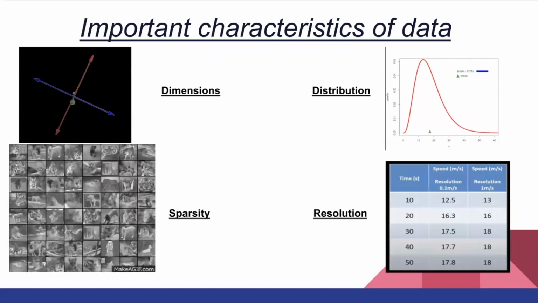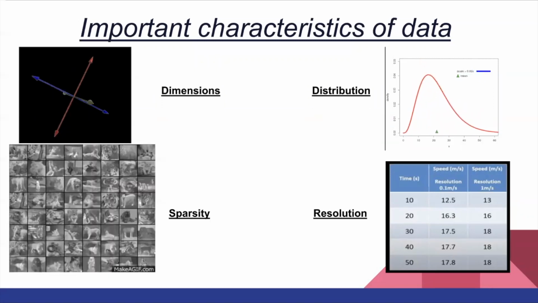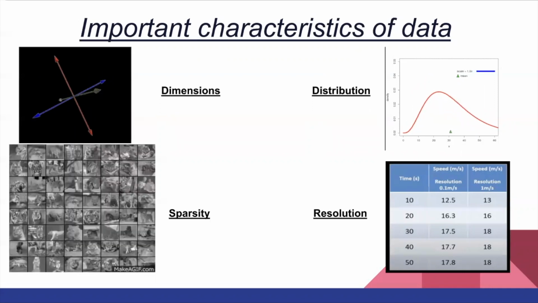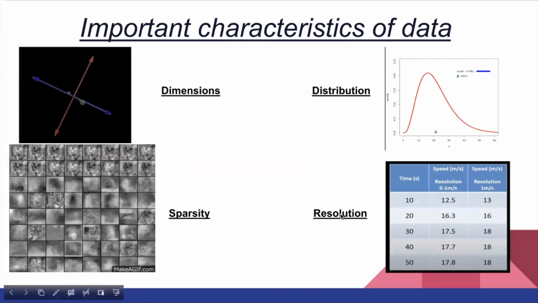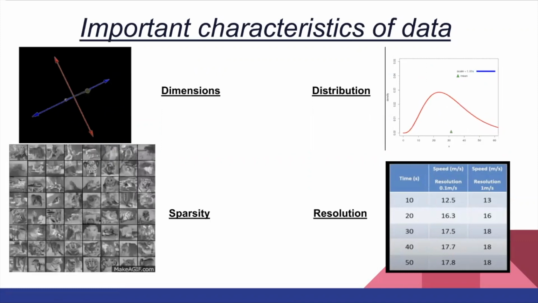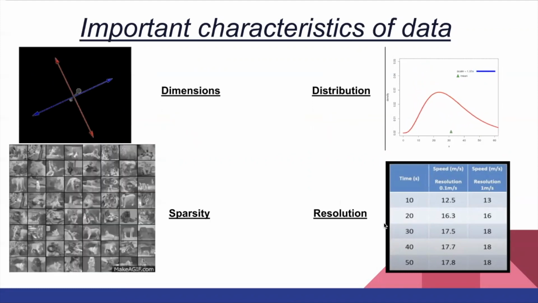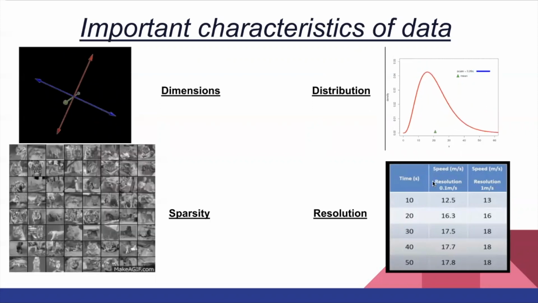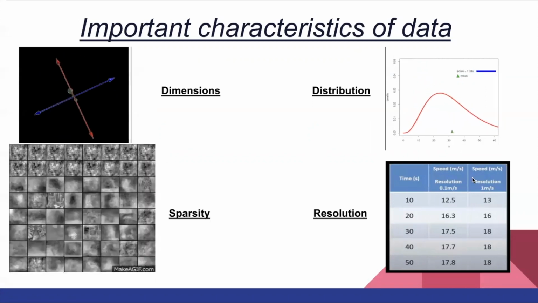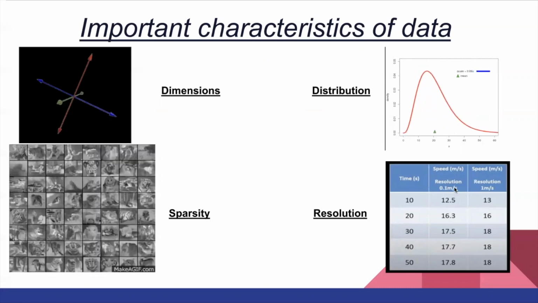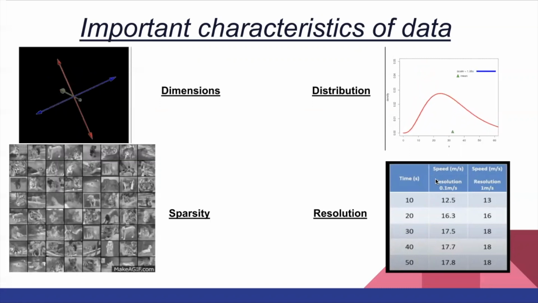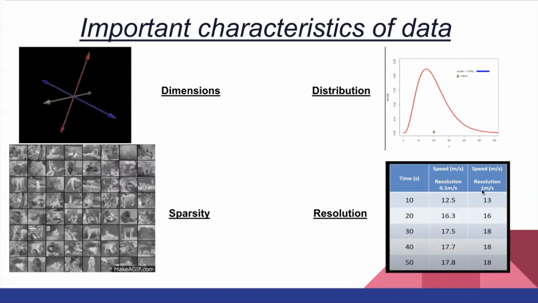So what is resolution? Resolution is basically the smallest change. What could be the use of it in the dataset? Over here you can see there is the speed of a car and the timestamp. The scale over here is 0.1 millisecond, and over here it is 1 millisecond.